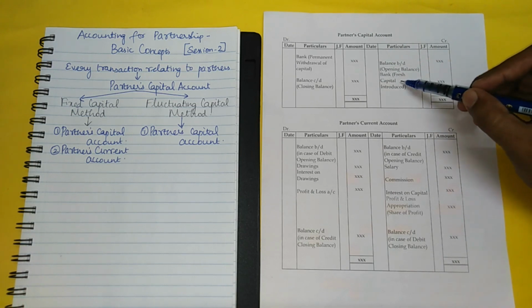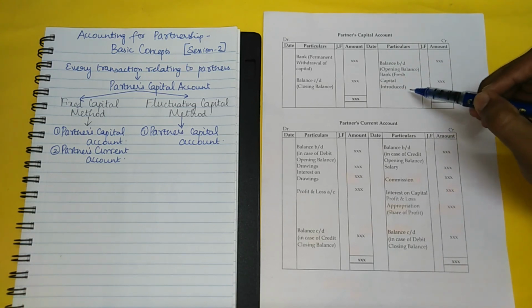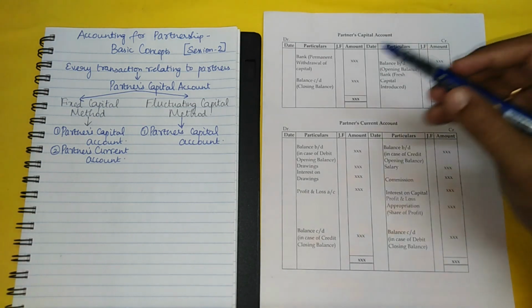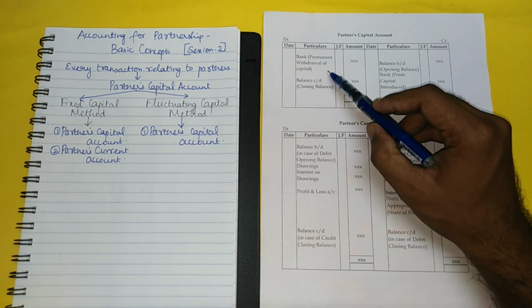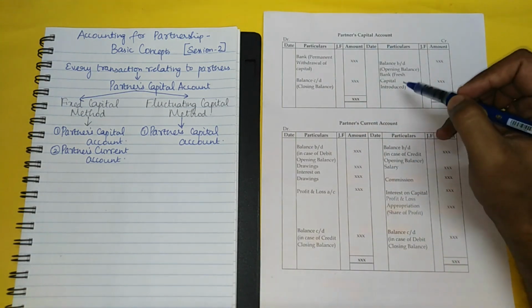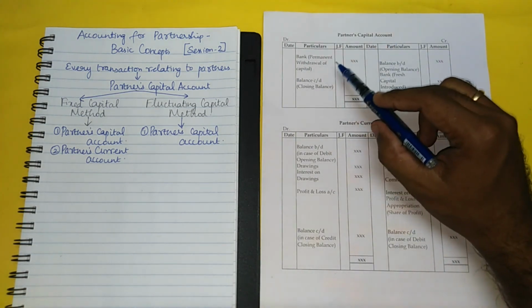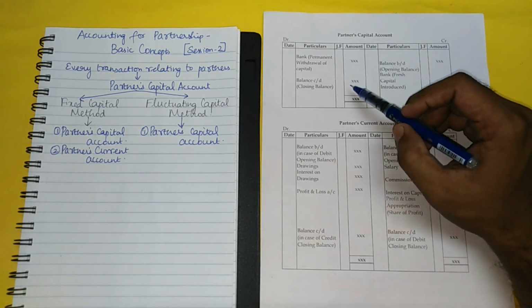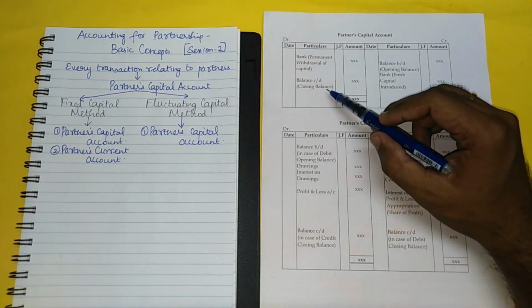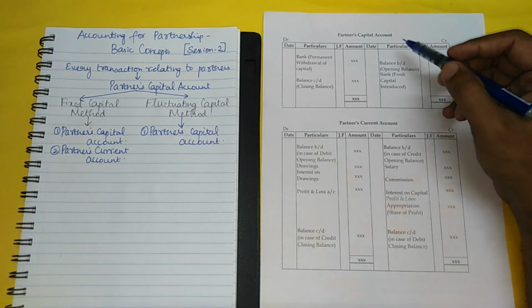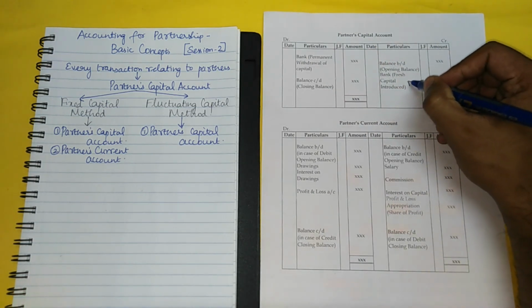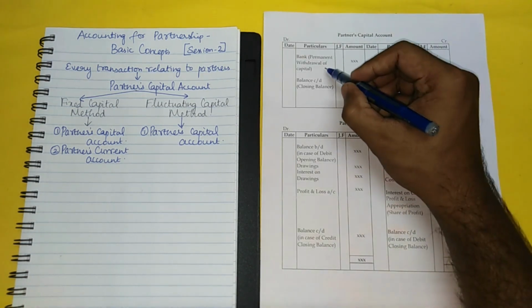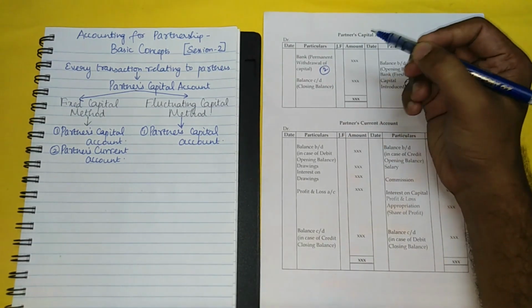We are having bank. This is for the fresh capital introduced. And on the debit side we are having bank. This is for the permanent withdrawal of capital. So we are recording both addition as well as deduction in the partners' capital account. As a result, we will be getting our closing balance. So this is balance carried down. Therefore, in the partners' capital account, we are having two items. One is fresh capital introduced and the second one is permanent withdrawal of capital.